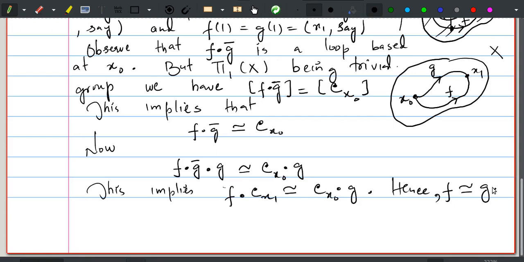Now let us prove the other direction here. Next we are going to prove this direction. We consider any two paths in X and assume these two paths are homotopic, and we are going to prove pi 1 of X is trivial, that is, X is simply connected.